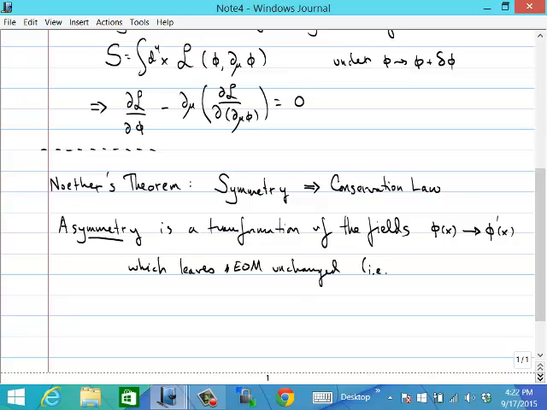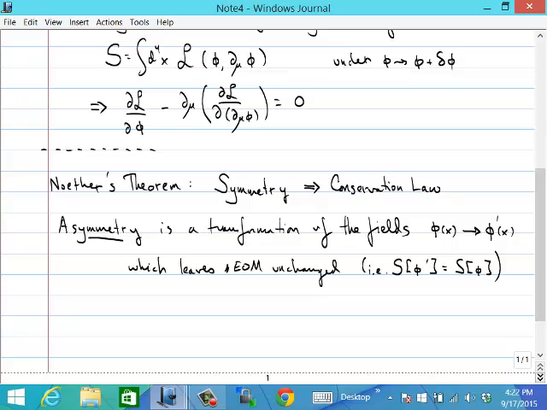In particular, because the equations of motion are found by minimizing an action, if the action is left invariant under this change of field variables, then that implies that the equations of motion will be unchanged. Right? Because the equations of motion are found by varying the action with respect to the field variables. If the action is unchanged, then the equations of motion can't change.